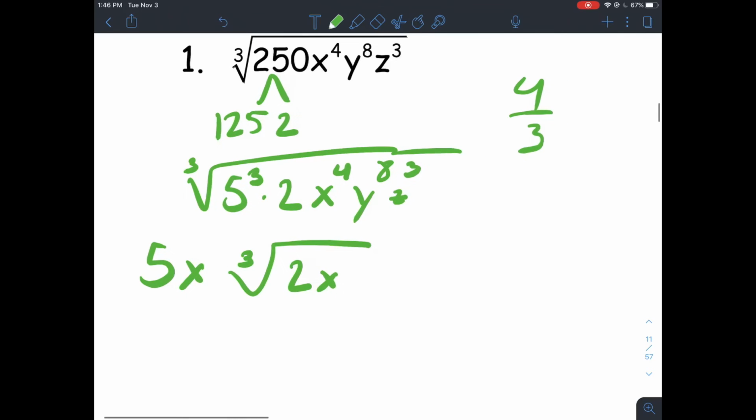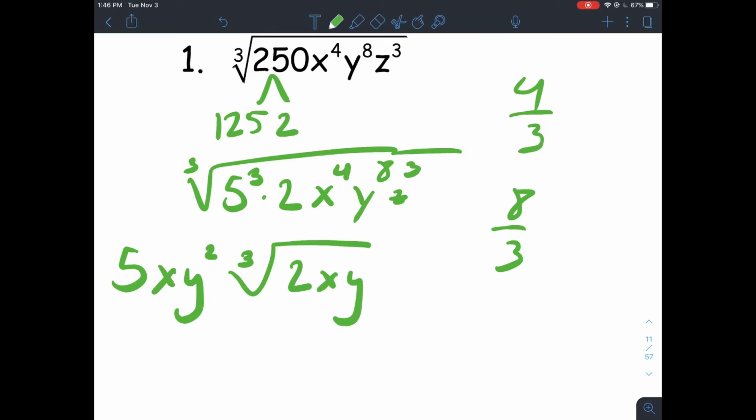Then I've got my 8. 8 divided by 3, I am going to get 2. So I get y squared. And then my remainder is 2. So I'm going to have 2 left over in there.